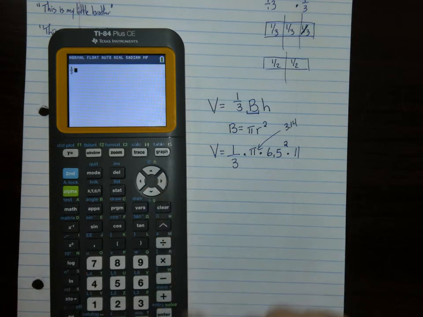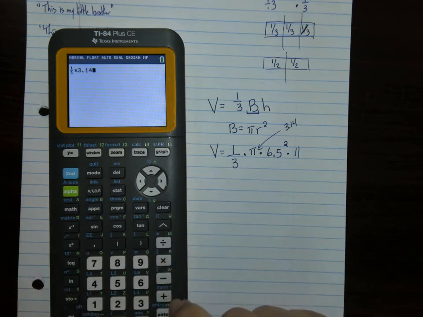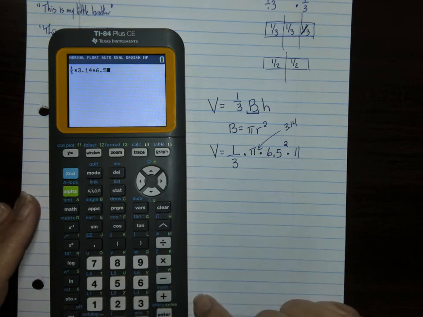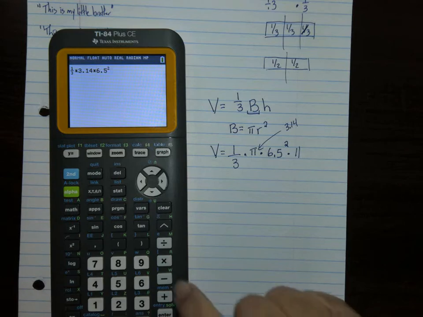You can do 1/3. And then times 3.14 for pi. And then times 6.5. And that radius has to be squared. So we're going to square that. And then times 11.